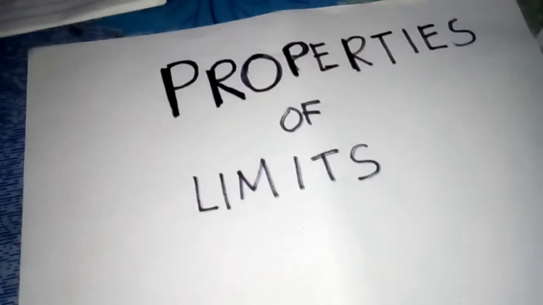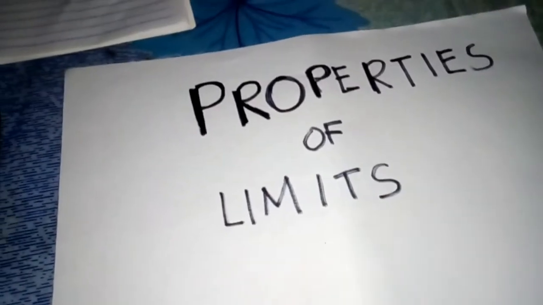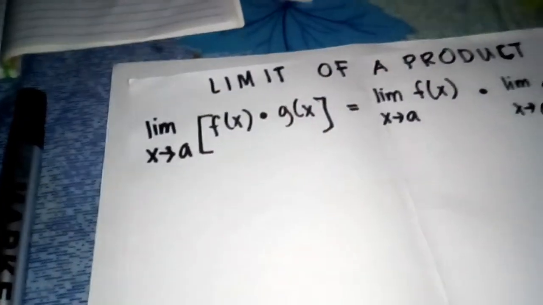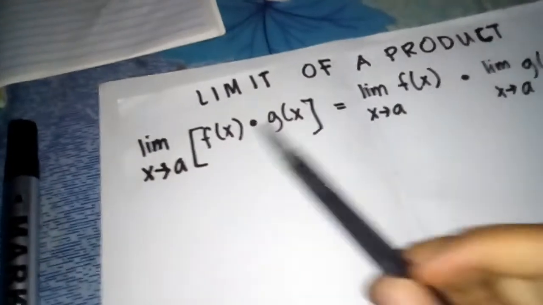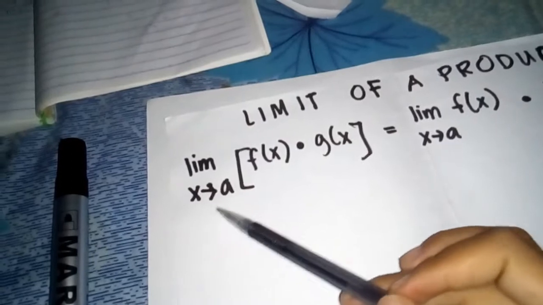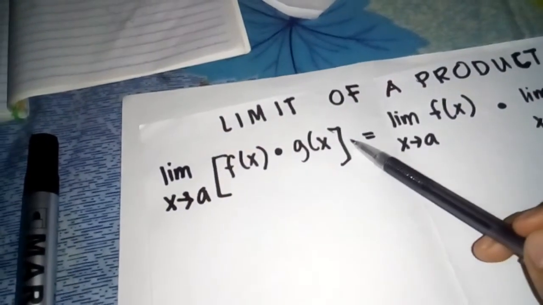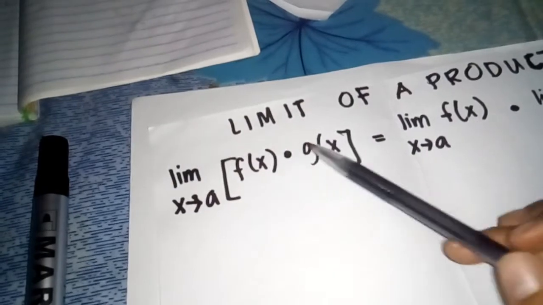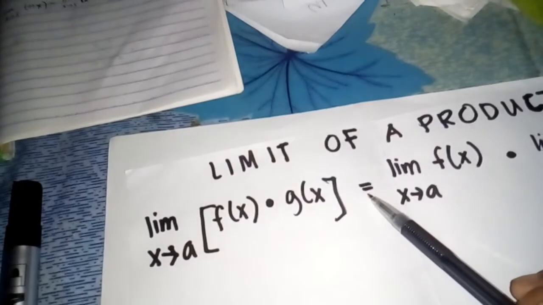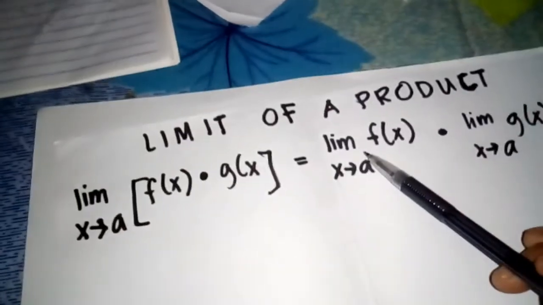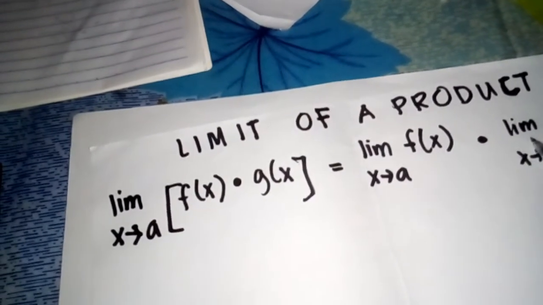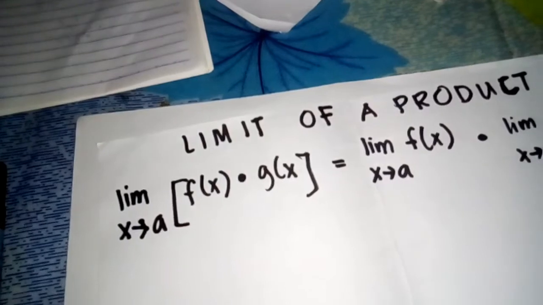Another property of limits is the limit of a product. So we have here the formula: the limit of f of x times g of x as x approaches a. So we have two functions, f of x and g of x. If we factor it out, this will be the limit of f of x as x approaches a times the limit of g of x as x approaches a.